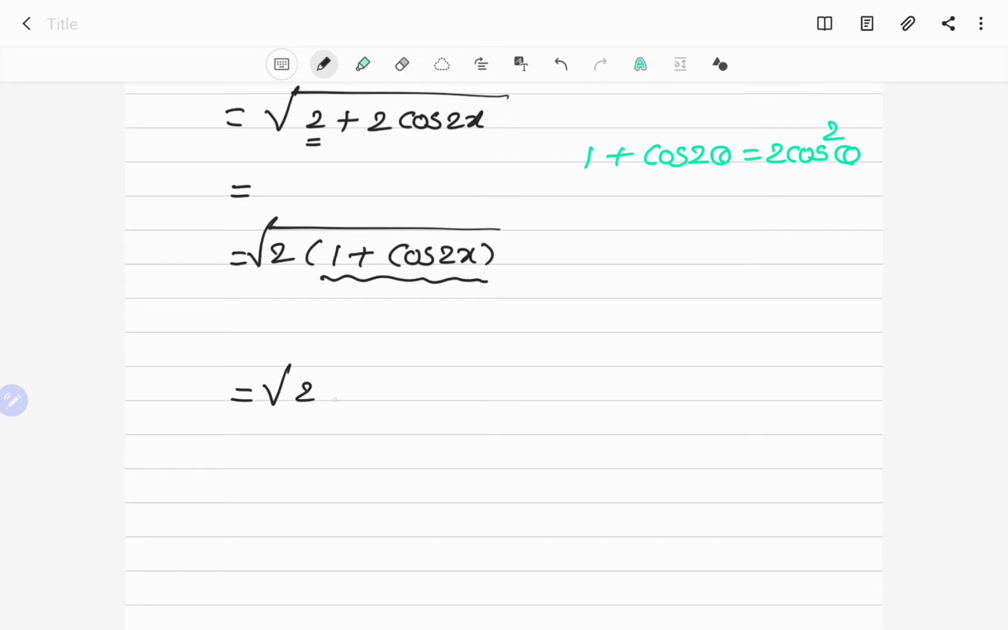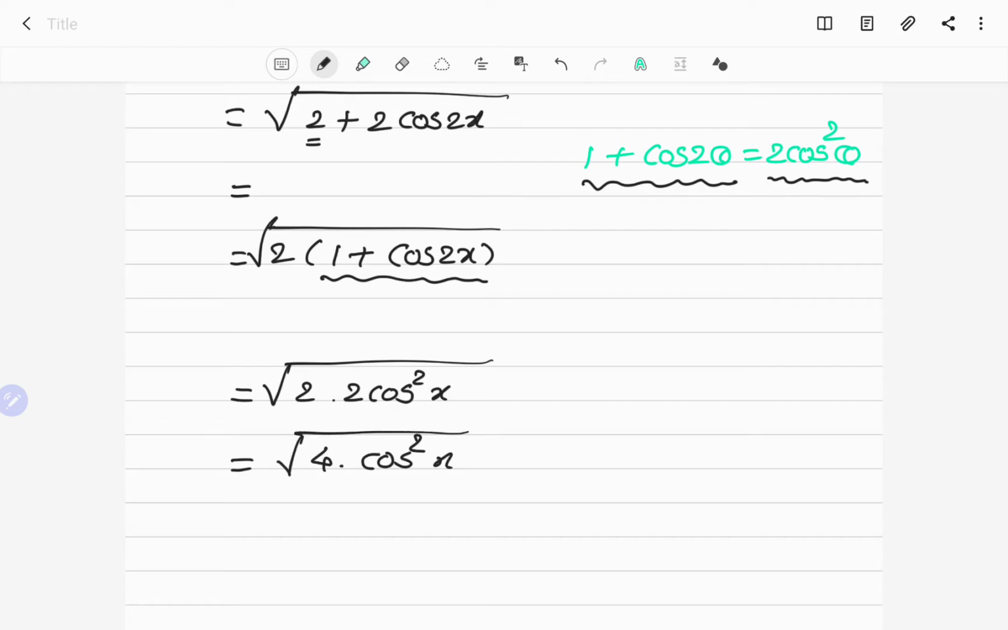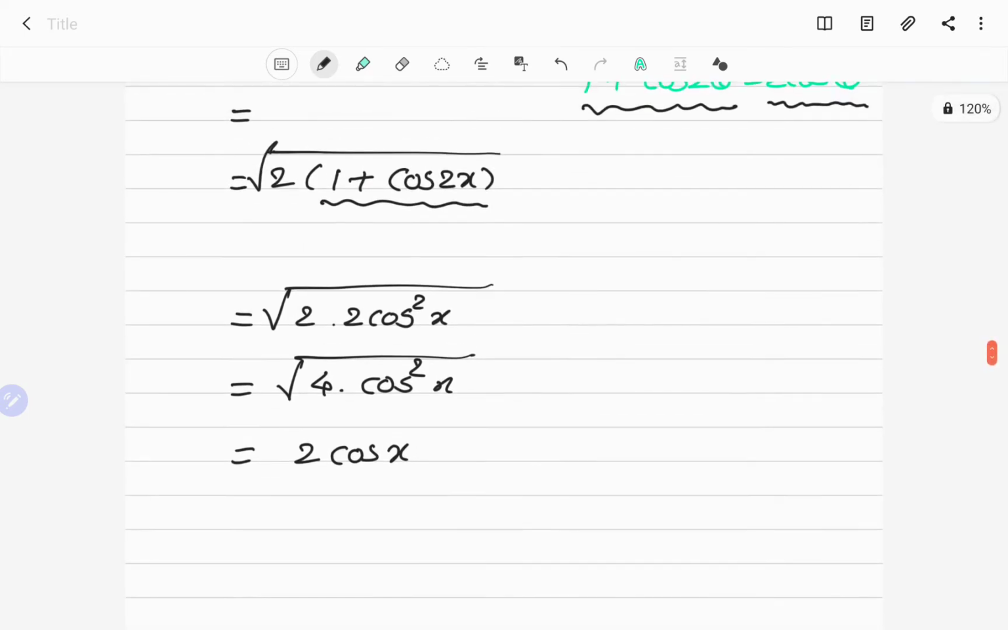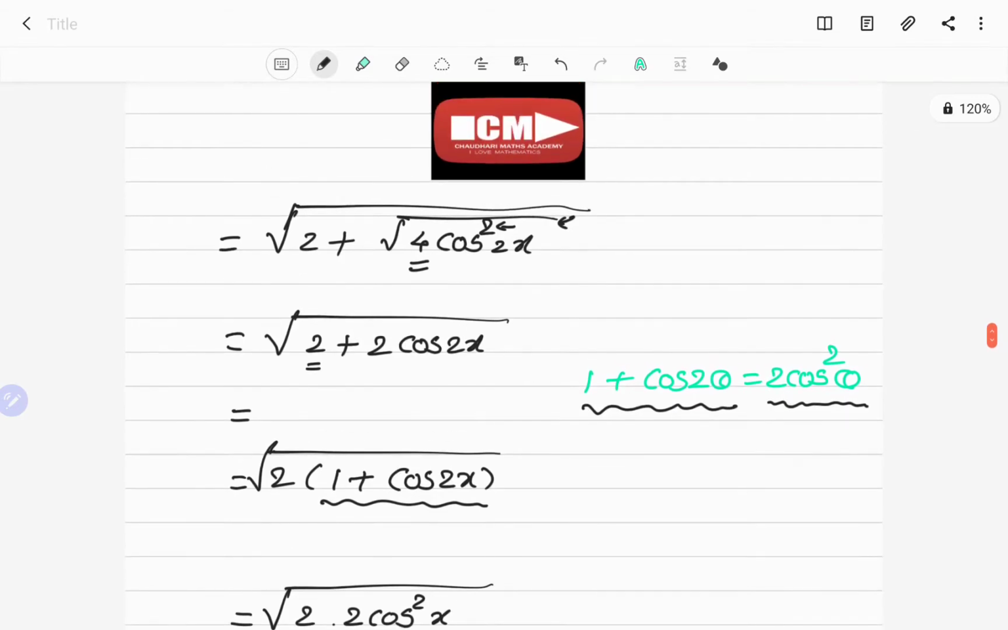So this is 2, and 1 plus cos of 2x becomes 2 cos square x as per this formula. So it's a 2 cos square x. Overall, at the end, it is a 4 cos square x. See the simplification. Now the square root of 4 is 2, and the square and square root cancel for this cos. So what is left is cos x. So that's all. At the end, this is the end simplification for this very interesting question.